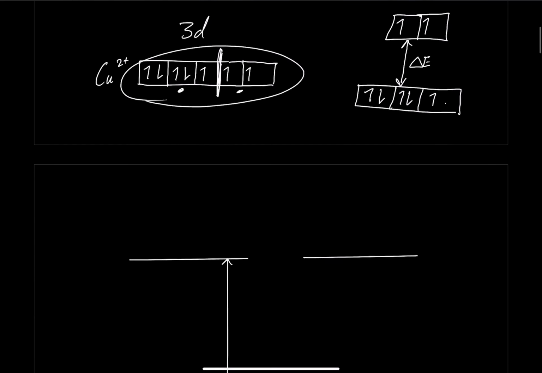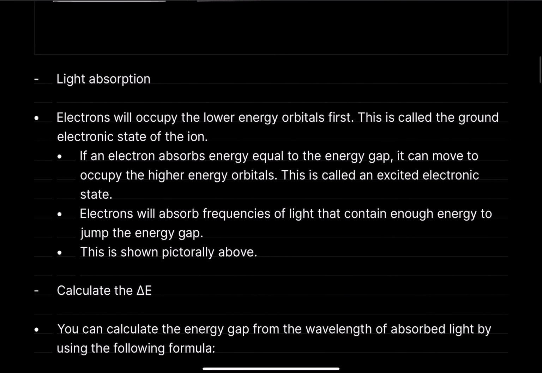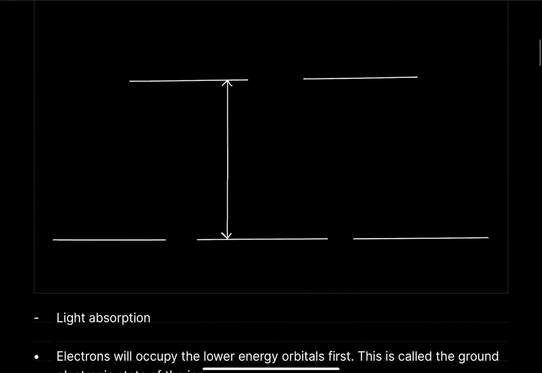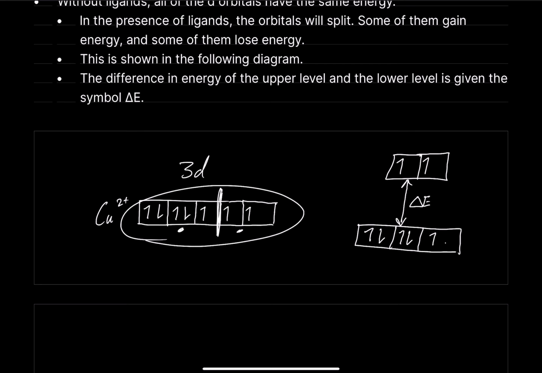Now I'm going to explain in a bit more detail what's going on in this next part here. So, light absorption. What's actually going on? How is this relevant to light being absorbed and what color we see from a transition metal? This shows you, I'm just talking about an energy gap. You're probably thinking to yourself, how is that relevant to the color?